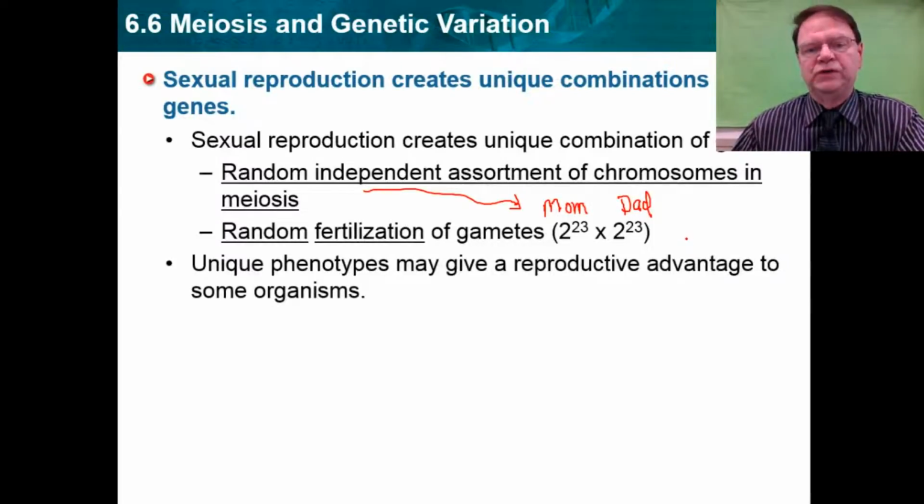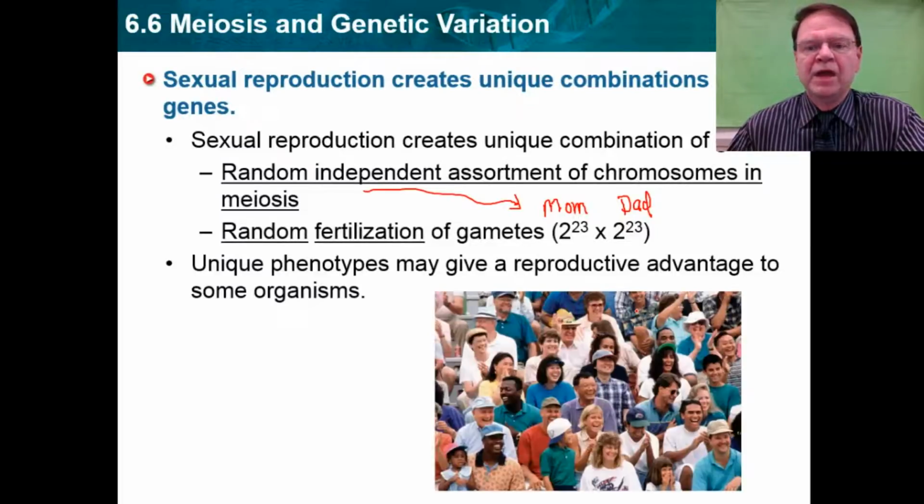And so unique phenotypes, in other words, expressed traits, may give a reproductive advantage to some organisms. Out of all this abundance of diversity, some are going to have better advantages than others are. And so when we look out, in any group of people, is it really any wonder why they're all so different from each other? Think about the siblings in your own family. You are so different in your personality type, in your appearance, certainly in your gender. That can happen. Well, what is 2 to the 23rd times 2 to the 23rd? Why don't you break out a calculator and figure that out?